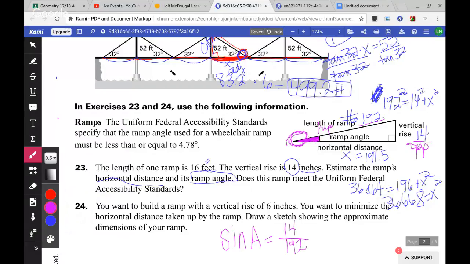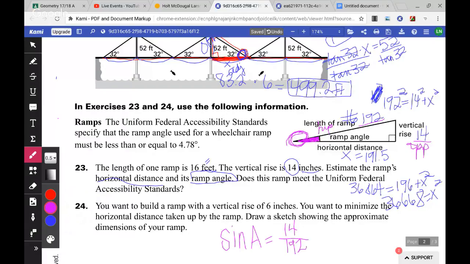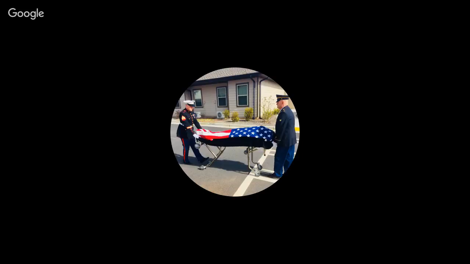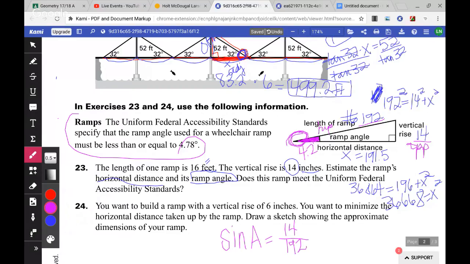You with me? Yeah, I got 4.2. Let's see, I haven't punched it in yet. You're skipping ahead. I'm trying to describe it, and I don't know that you're there. Let's see, 14 divided by 192. 4.2 is correct. So this angle down here is 4.2 degrees. And then it says, does this ramp meet the Uniform Federal Accessibility Standards? Well, they told us up here. Why does it meet? Because it's less than 4.78 degrees. You got it.